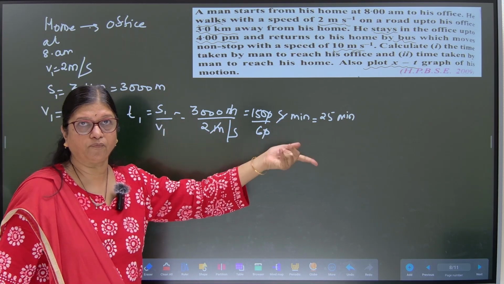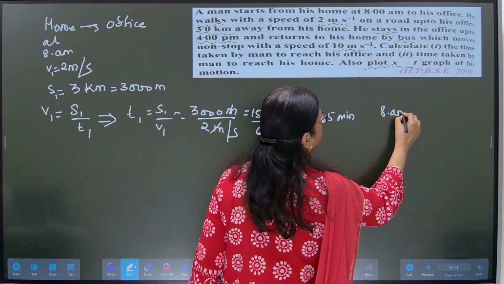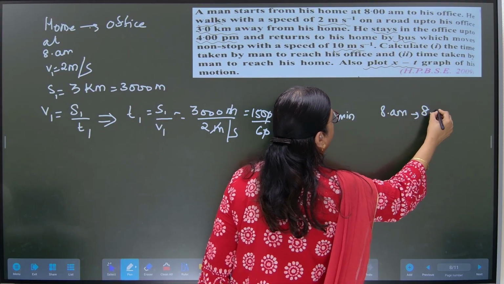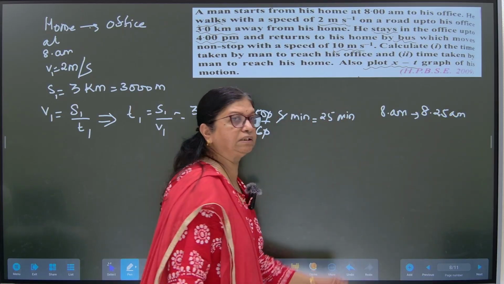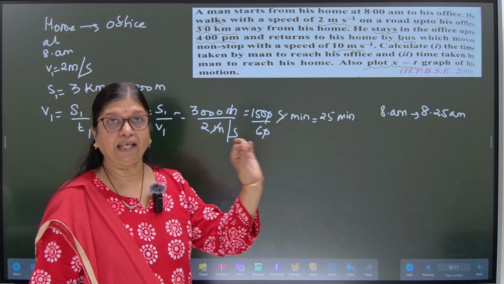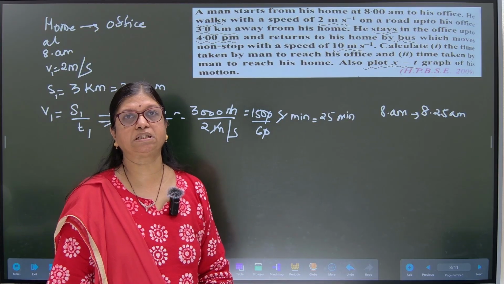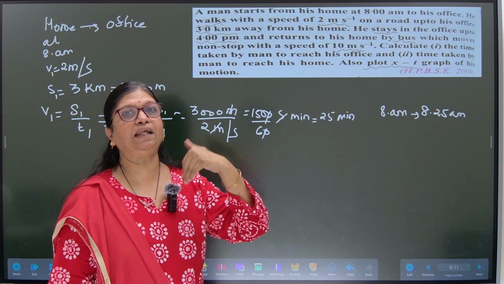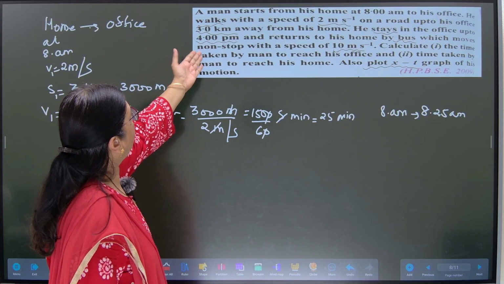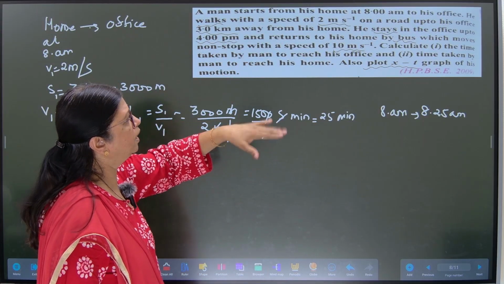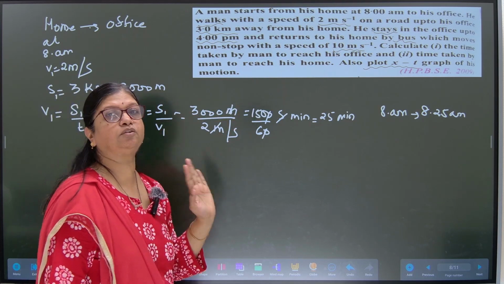So when did this man reach the office? 8 o'clock he started, took 25 minutes. At 8:25 a.m. this person has reached the office. Then till 4 o'clock he was working in the office, and at 4 o'clock again he has started, and returns to his home by bus. Speed of the bus is 10 meters per second, distance will be the same.